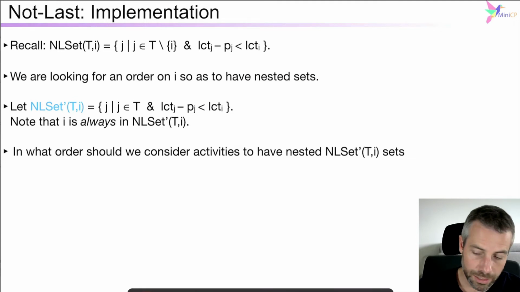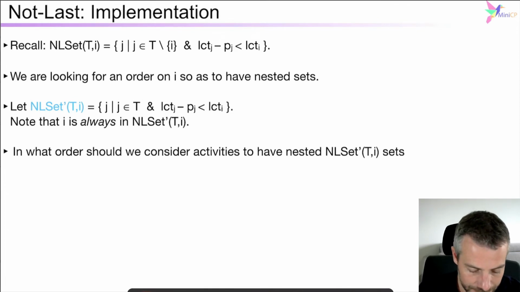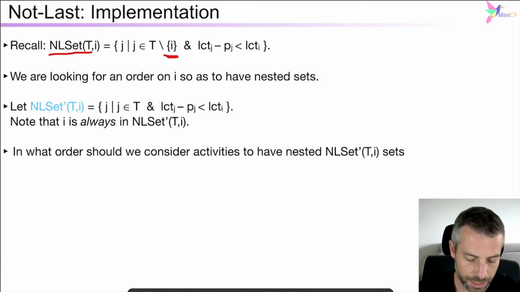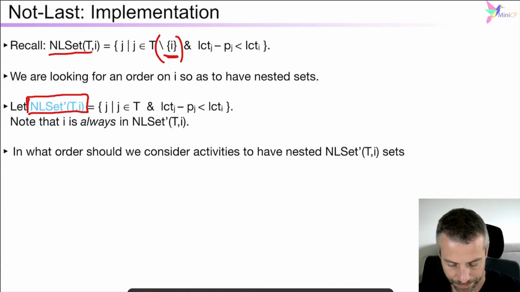So in order to implement this efficiently, you know that we need to have nested sets. Nested sets are really key if we want to apply the incremental computation for the earliest completion time of sets. The problem is that the not last set excludes the activity I itself, and that's why it's a little bit of a problem to have nested sets. So we define the not last set prime. That's exactly the same definition, except that we forget about excluding the activity I. So the activity I can be part of the not last set of I.